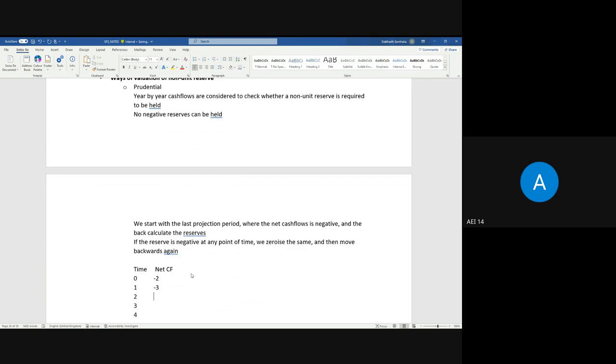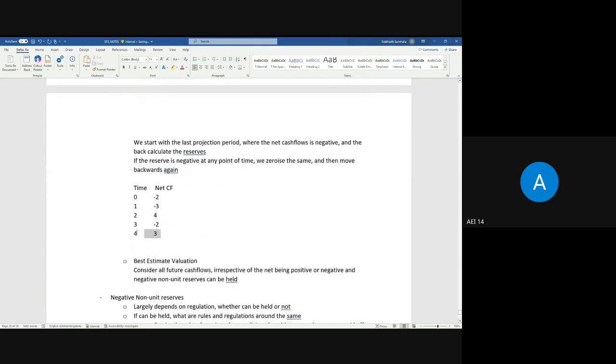And then I have a positive 4, a minus 2, and then a minus 3. So at time 4, if I have a positive net cash flow, so my inflow minus outflow is positive, do you think at the start of time 3, I need to hold any reserve?